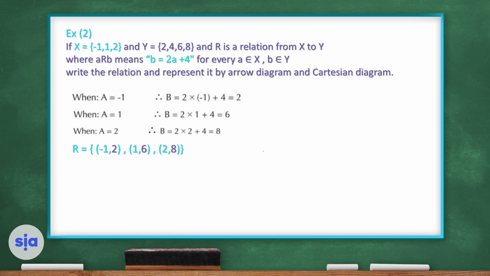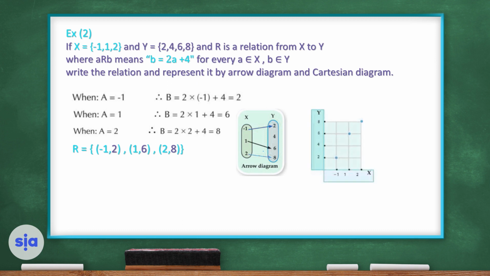How to represent this in an arrow diagram? We write the elements of X and the elements of Y, and we start connecting the pairs. How to represent this in a Cartesian diagram? By plotting the points (-1, 2), (1, 6), and (2, 8).